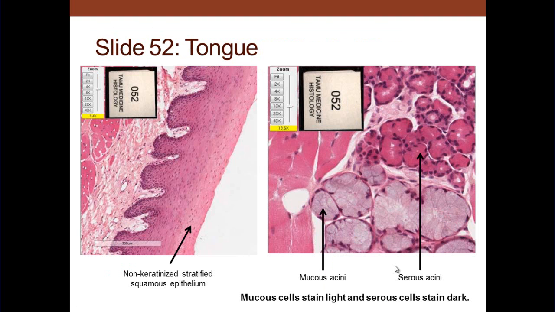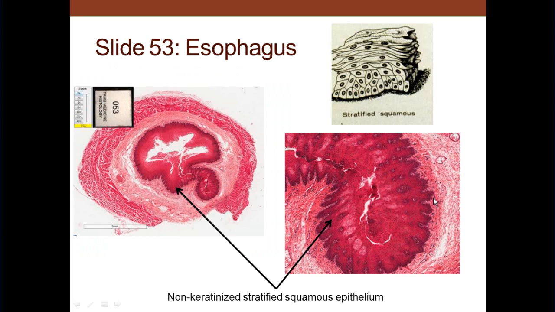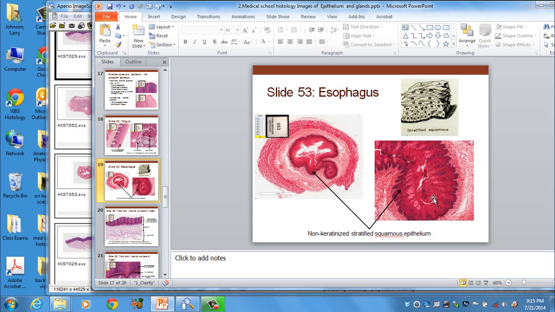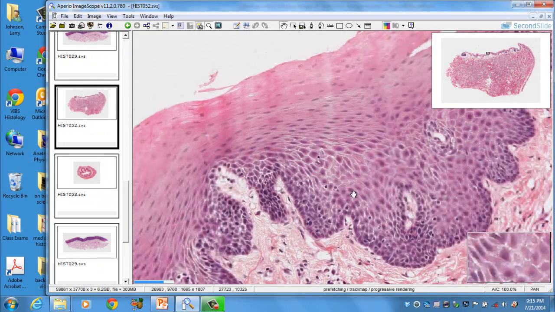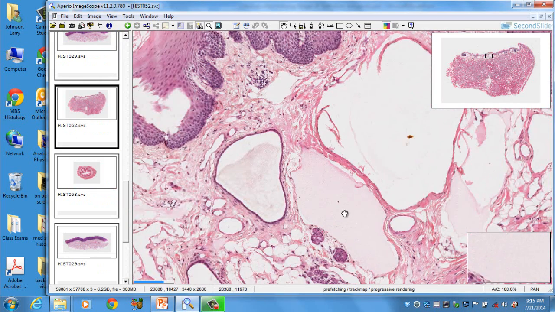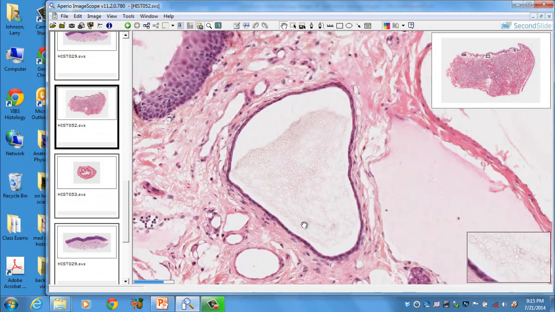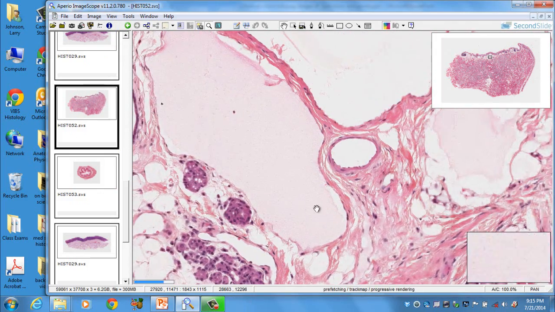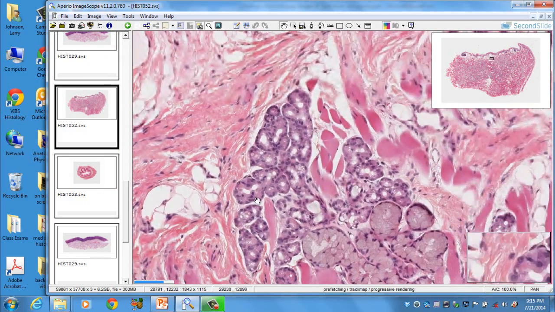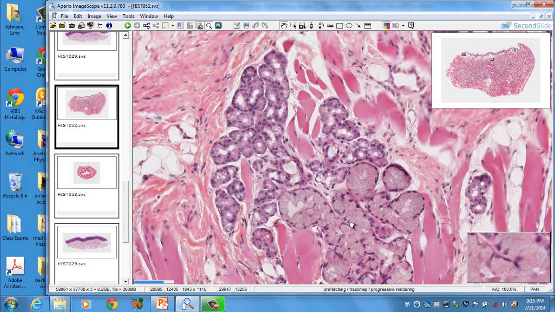Then look further at the tongue. We can see the non-keratinized stratified squamous epithelium we just saw, and we can see the serous and mucous glands that we've seen before. So let's just take a look at that again. The tongue, here we see the non-keratinized stratified squamous epithelium, and then we see there's venial and it looks like a swollen gland there. I don't know what that is. But here's the arteriole, and here we see the serous and the mucous glands.